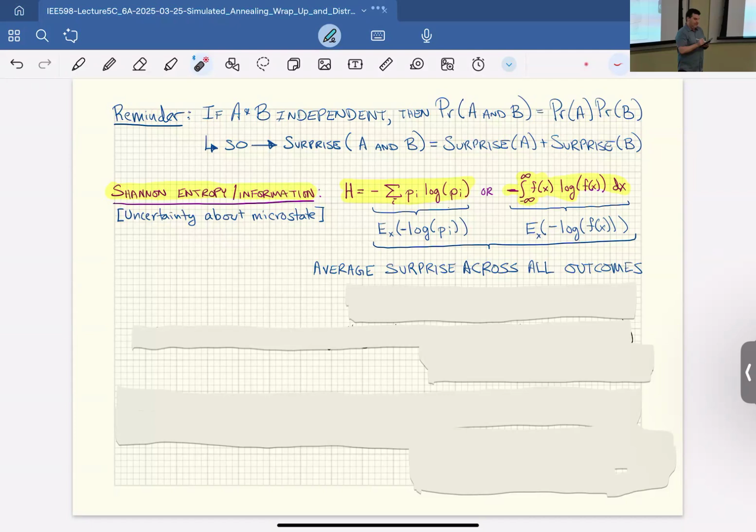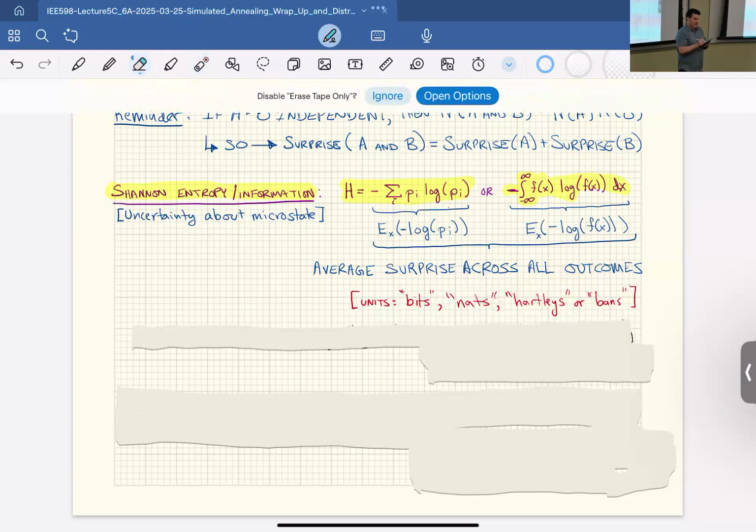And so Shannon entropy, otherwise known as Shannon information, they're synonyms for each other. That's the uncertainty about the microstate, given that you know what the macrostate is. It's basically just the average surprisal value. So that's what this formula is: the expected value of the surprisal formula over the distribution of your random variable. If you want to do it with continuous variables, there's the continuous form, but it's the same thing. It's this expectation of surprisal, the average surprise across all outcomes. And that is in units of bits, nats, Hartleys, or bans. Typically, you'll hear bits.